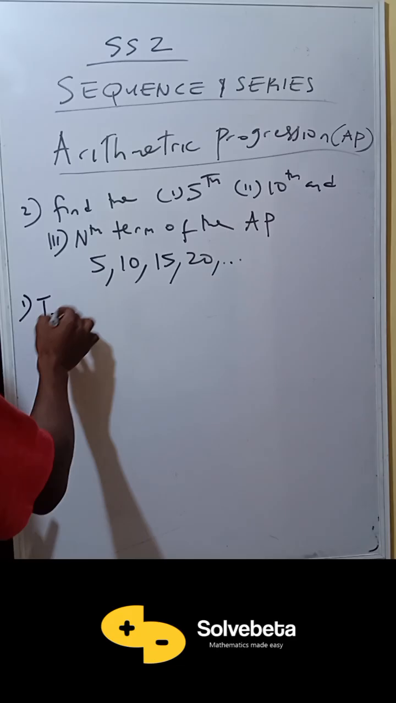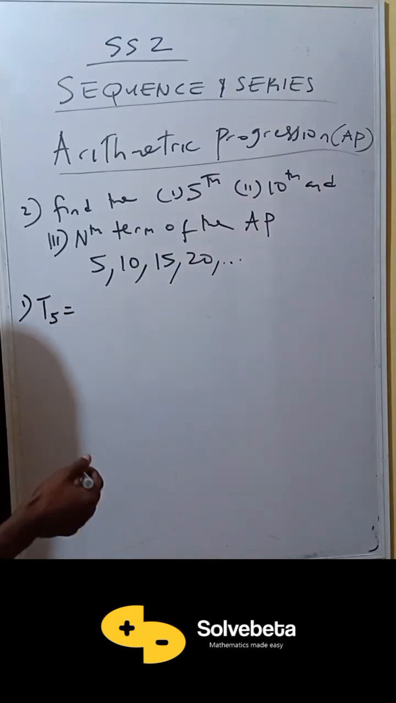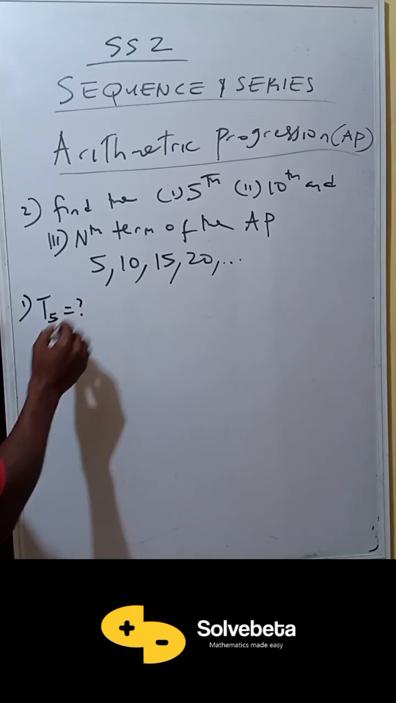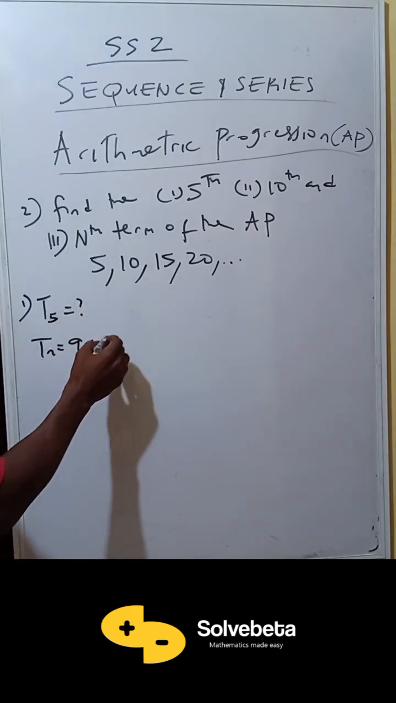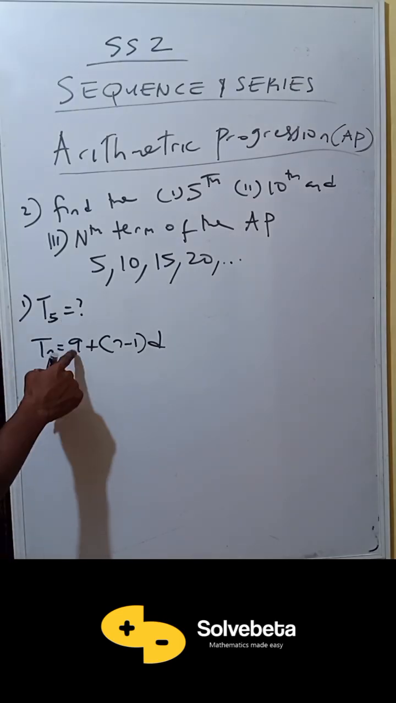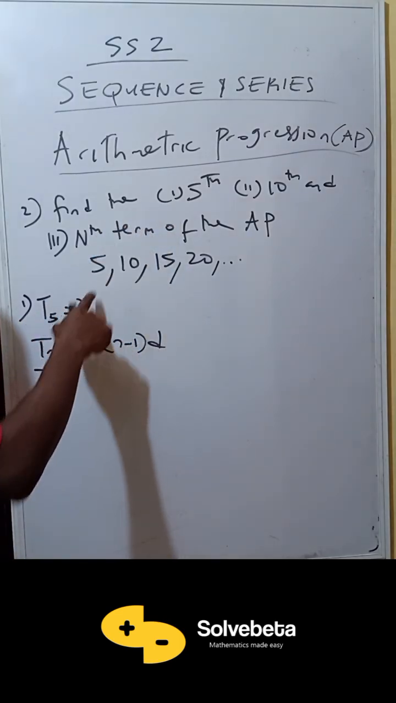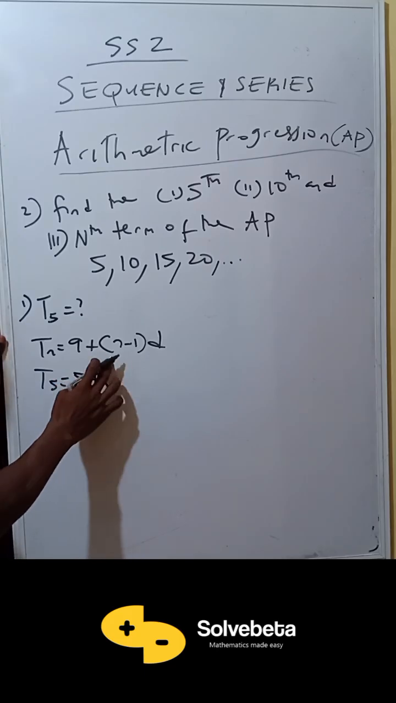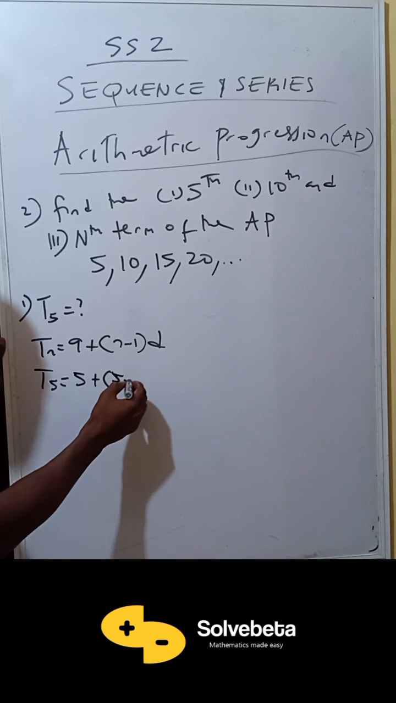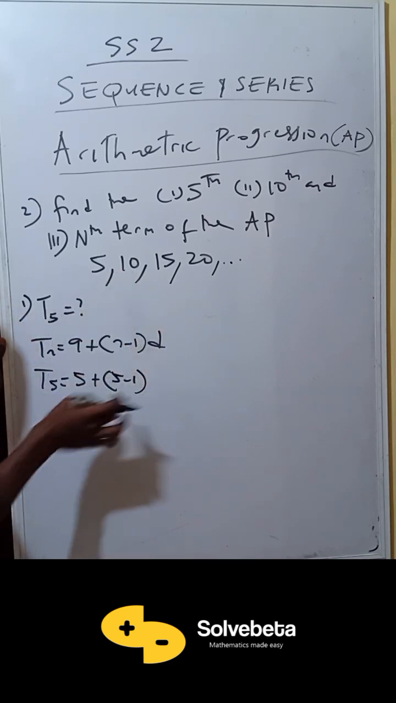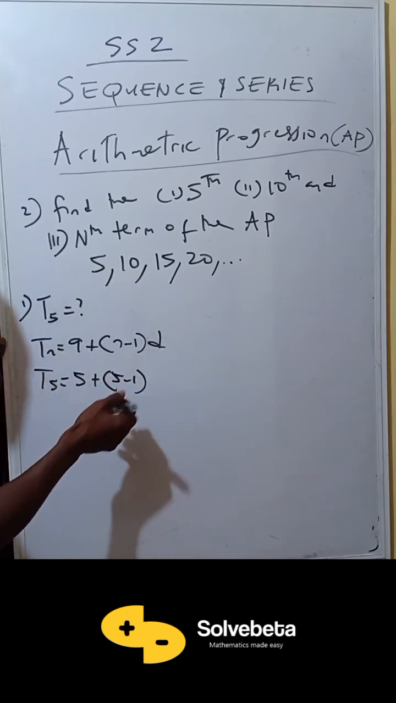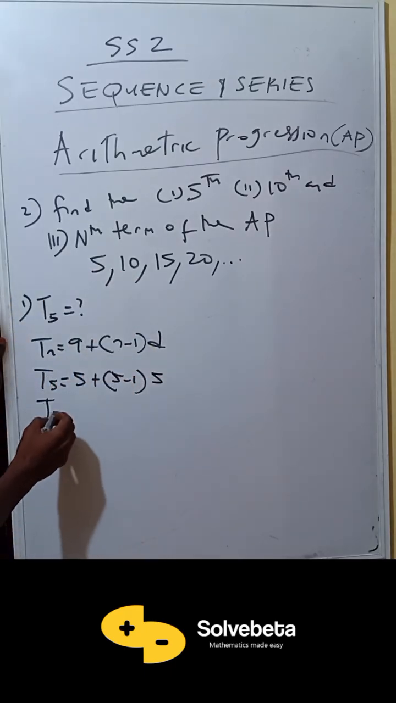Number 1, T5. What's the 5th term? First, what's the nth term? The nth term formula is a plus n minus 1 d. So T5 will be a, the first term, which is 5, plus n minus 1, where n is 5, the term we're looking for. What is d? The common difference. You can subtract a previous term from this term, 10 minus 5, which is 5.